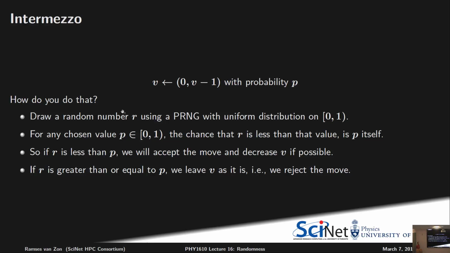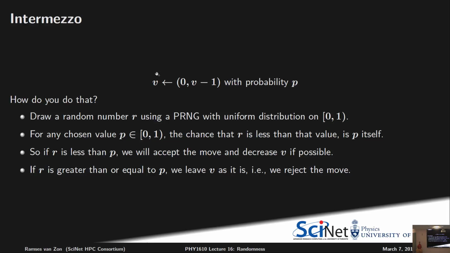Well, you draw a random number, r, using some pseudo-random number generator with a uniform distribution between 0 and 1. And since p is also between 0 and 1, what we're going to do is check if that random number is less than p. The chance that it is less than p is exactly p. You might need to think of that for a second, but I choose a random number between 0 and 1. The chance that it is between 0 and p is p. So if that r is less than p, we'll accept this trial move, and we'll do it. Otherwise, we won't do it.